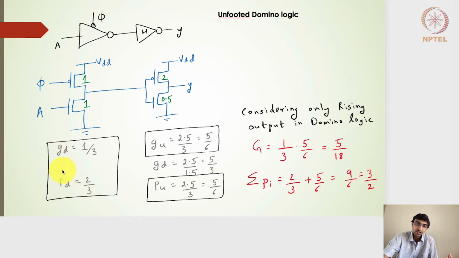Anyways, in dynamic logic, when we represent the logical effort or the parasitics, we always represent them for the output going down signal. So we have GD equal to 1 by 3, and PD, the parasitic, is nothing but 2 by 3 for an unfooted one. And in this particular configuration, since the output is falling down, the output here will be rising.